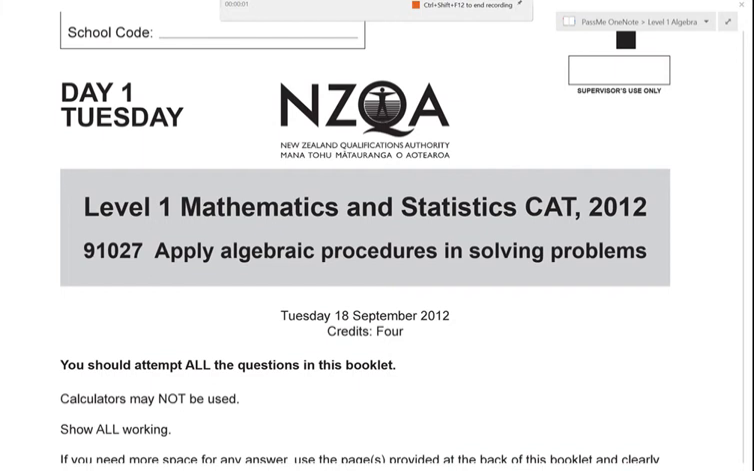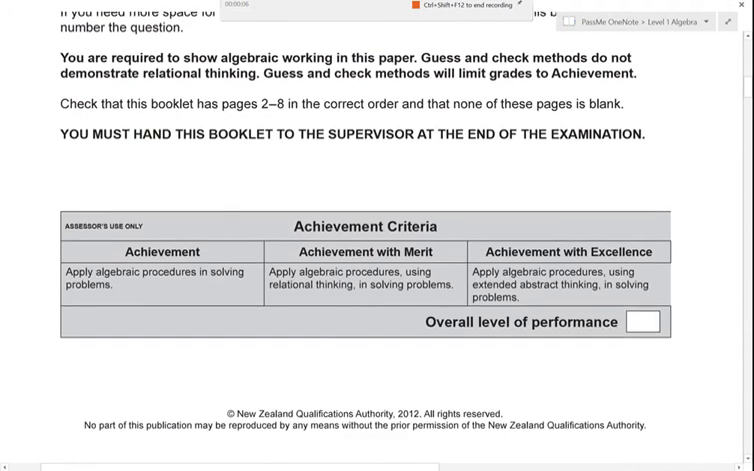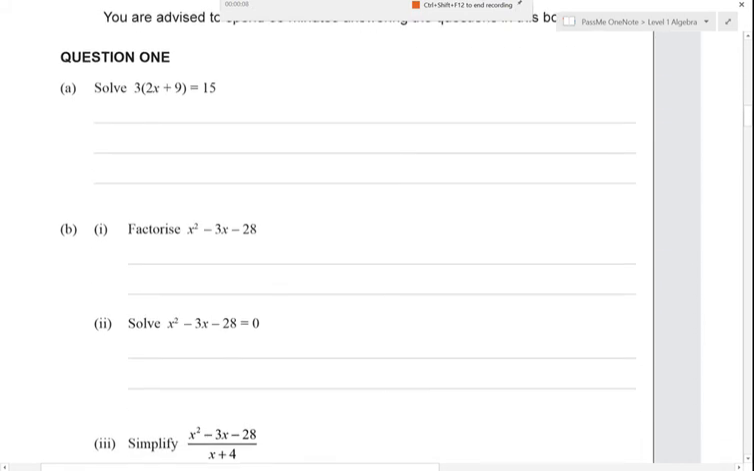Hey there, Year 11s. We're going to have a look at this CAT for 2012. So let's just crack on. So look at the first question here.